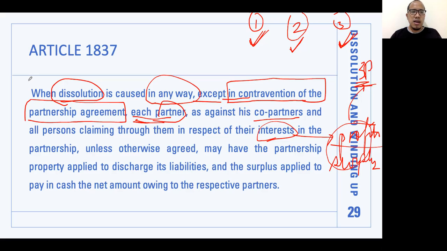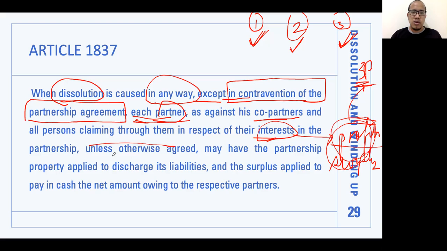So dito yung Article 1837, ang tinutukoy niya ay yung karapatan ng partner doon sa mga kapwa niya partner at doon sa mga third persons na nag-claim ng right of their interest. Ito yung tinutukoy niya. Yung mga na-assignan ng isang partner ng kanyang interest on the profits and the surplus. Laktawan muna natin to. May have the partnership property applied to discharge its liability. So yun yung una niya karapatan.